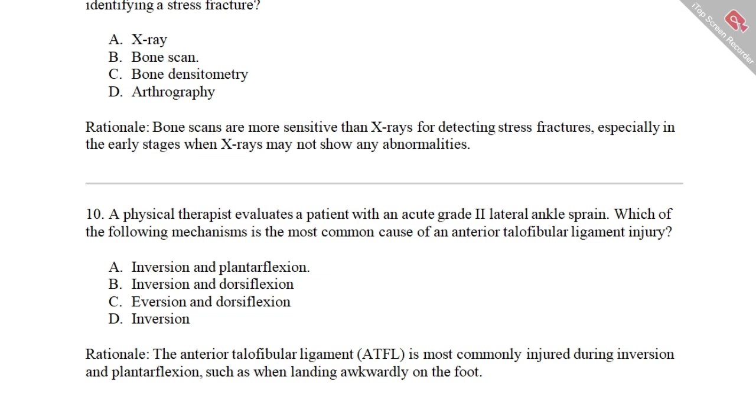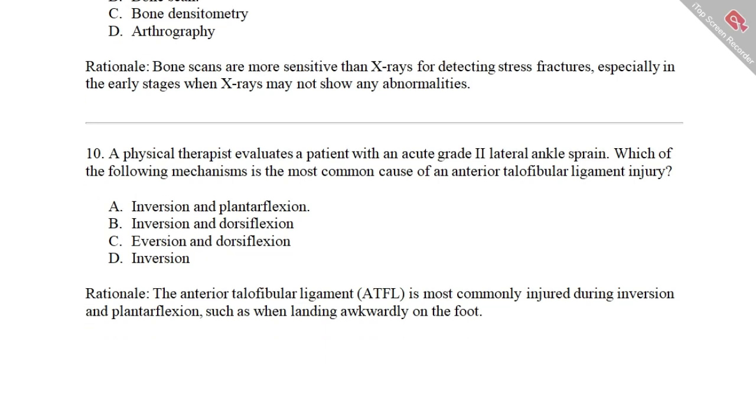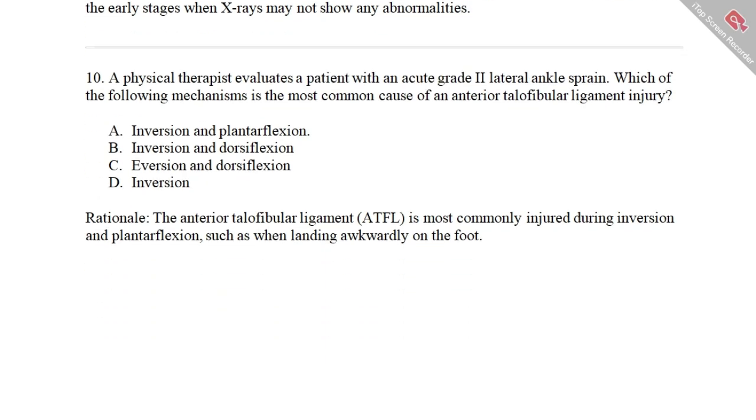Why is bone scan important? Because bone scans are more sensitive than X-ray for detecting stress fractures, especially in the early stage when X-rays may not show any abnormality. Let's move to question number 10.